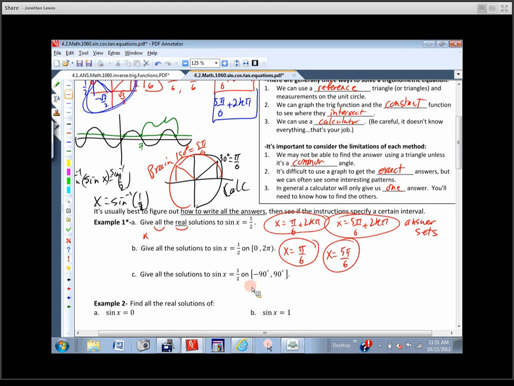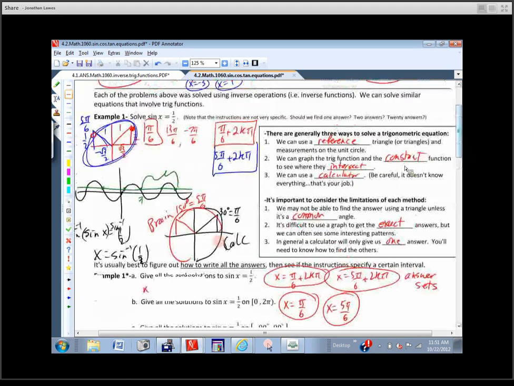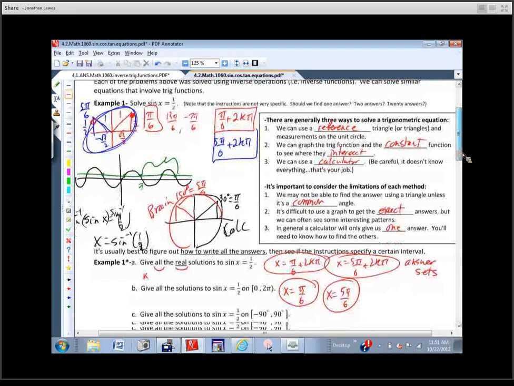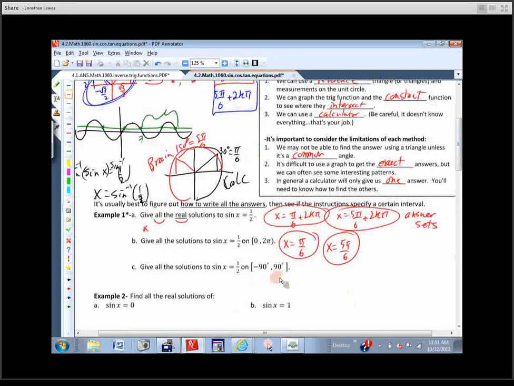And then this last one just says, solve that exact same equation, but write the answer between -90 and 90. How many answers do we get there? We only get one. We get this one right here that our calculator gave us, this one that we figured out using a triangle, and hidden in there is how they want us to write it. They want us to write this in degrees. So on this one, we'd say x equals 30 degrees.